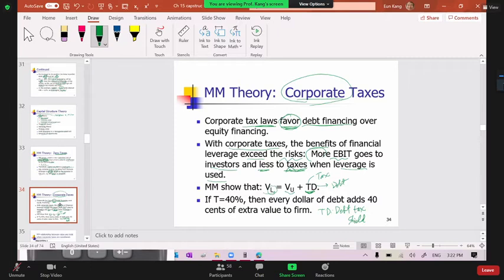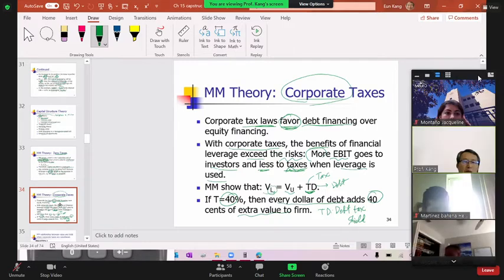So if tax is 40%, then what? Every dollar of debt adds 40 cents, because 0.4D, so T times D, of extra value to the firm. So that's the power of theory. Because of this paper, companies' debt ratio goes up tremendously.